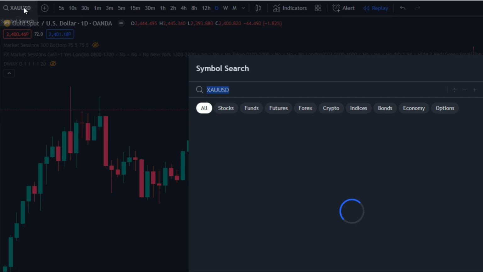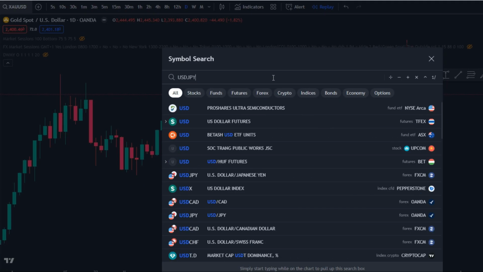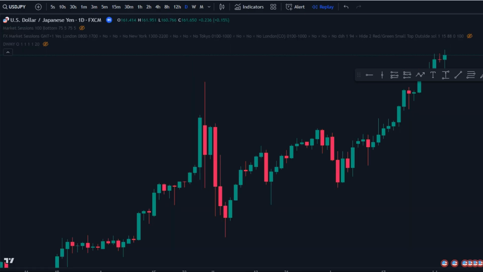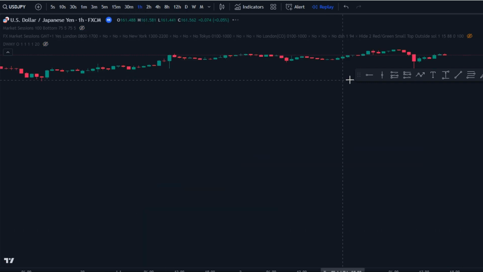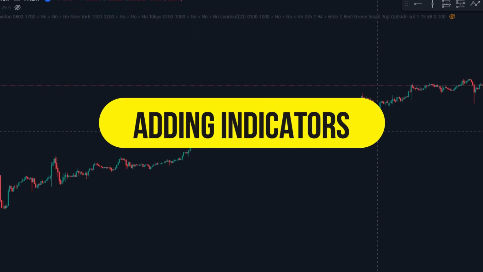For this strategy, I will be using USD/JPY. It is very important we pick the right pair. And when I say right pair, I mean a pair that is trending right now. If the pair is not trending, then you are not going to be a profitable trader with this strategy.